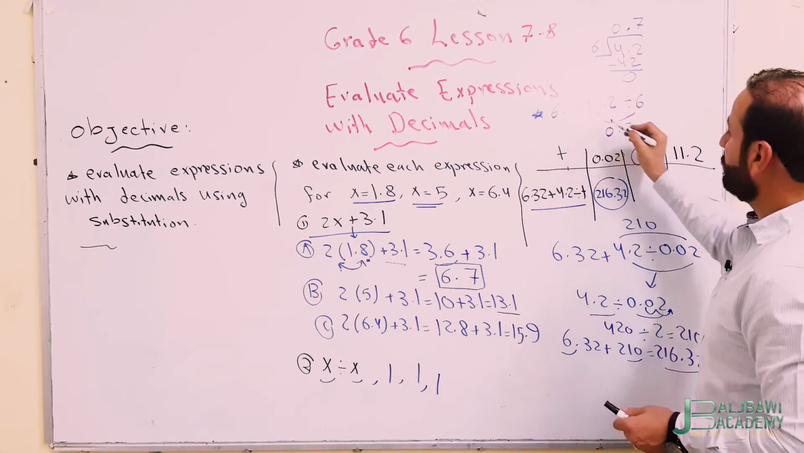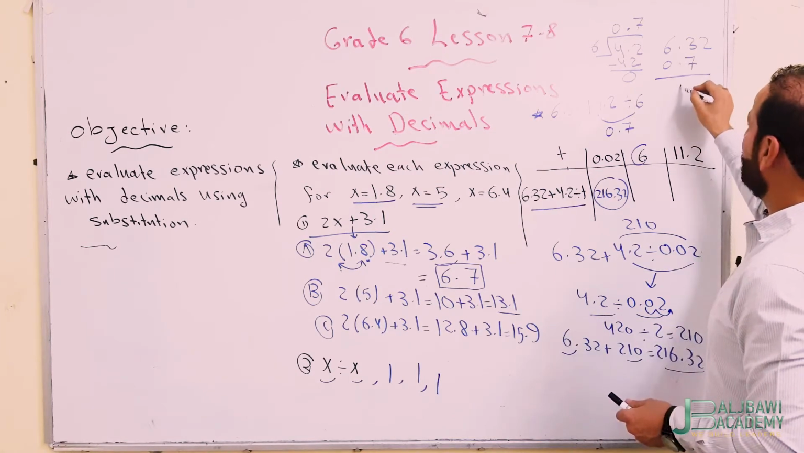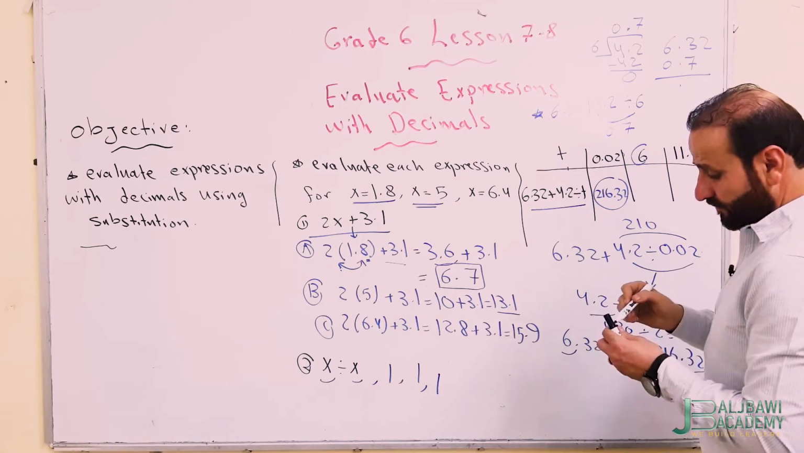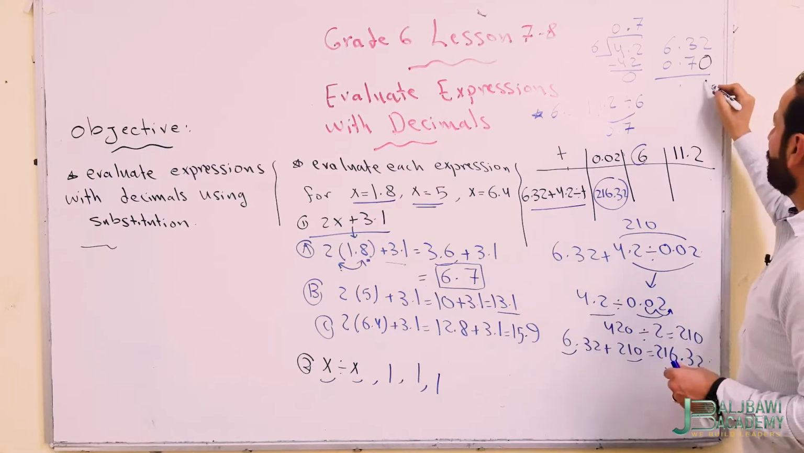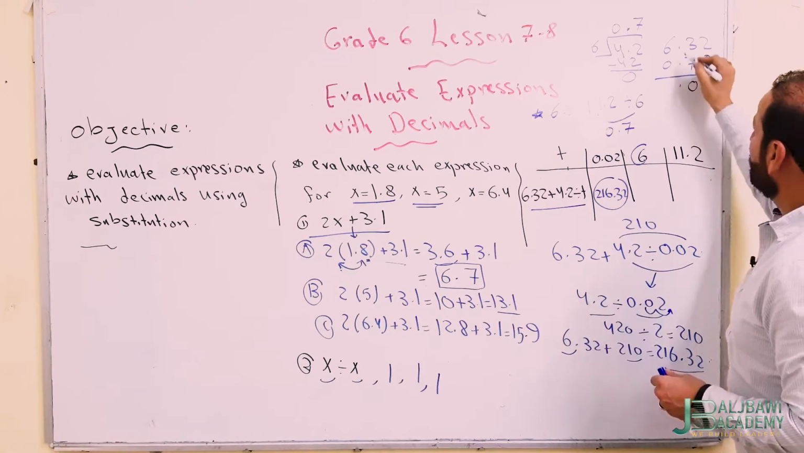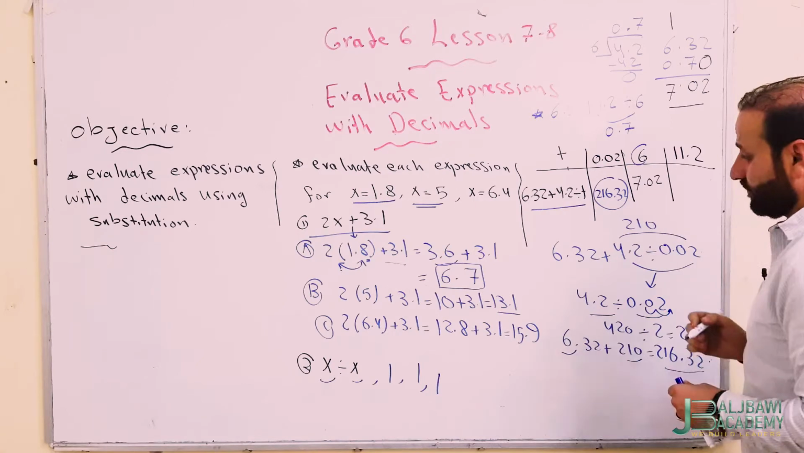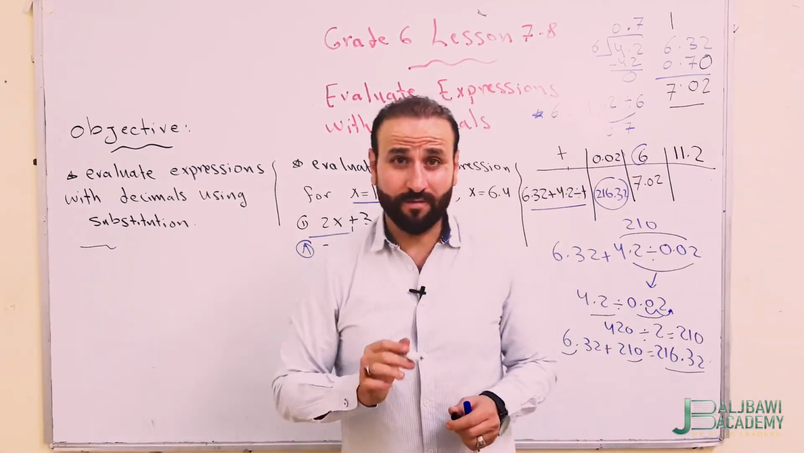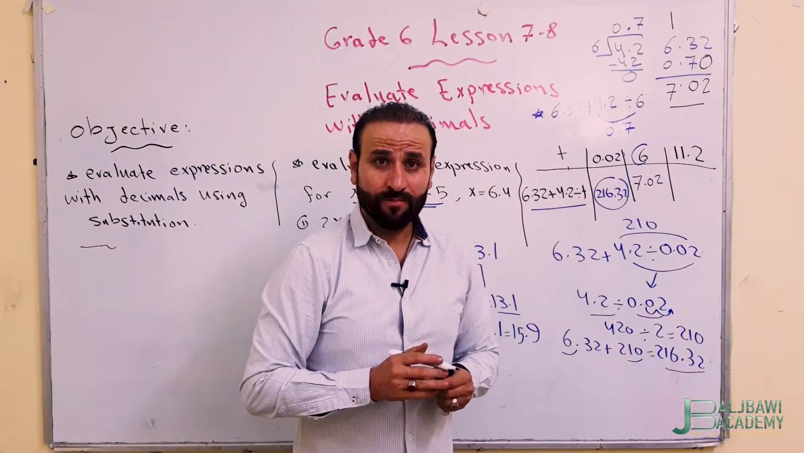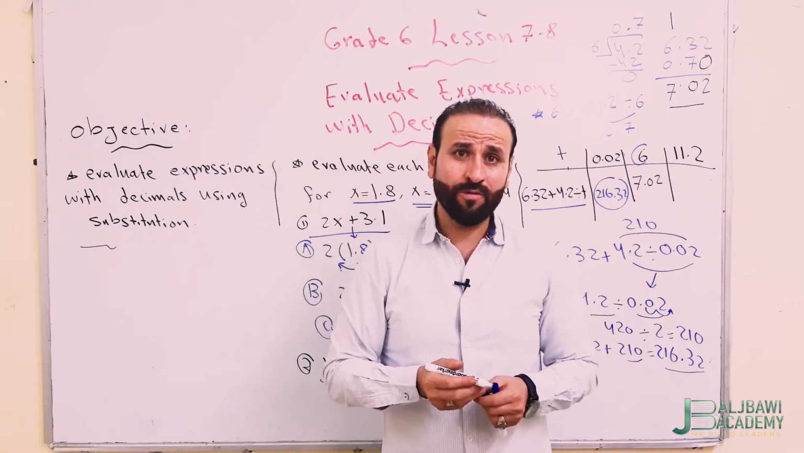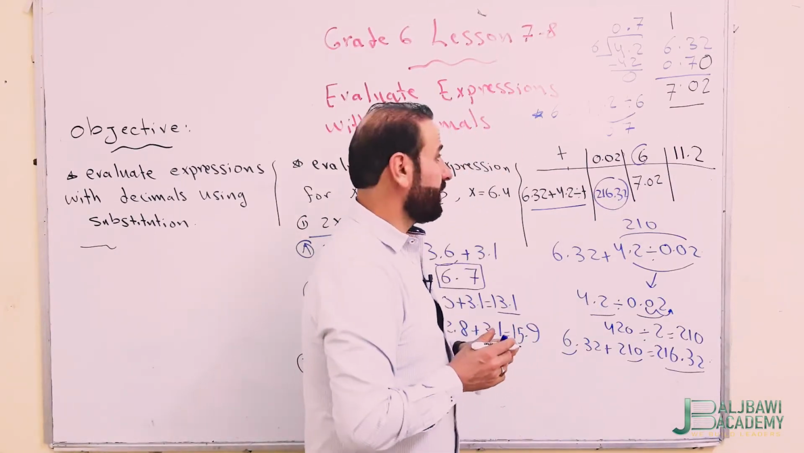Now 6.32 plus 0.7. I line up the addends. Now I annex 0 here as a placeholder. 2 plus 0 is 2, 3 plus 7 equals 10. I regroup. 1 plus 6 plus 0 equals 7. So the answer is 7.02. Now, I think it is a good idea to pause the video for 2 or 3 minutes and try the third value of t, which is 11.2. After you continue the video, you will find the answer. So pause the video now and try the value of t as 11.2.